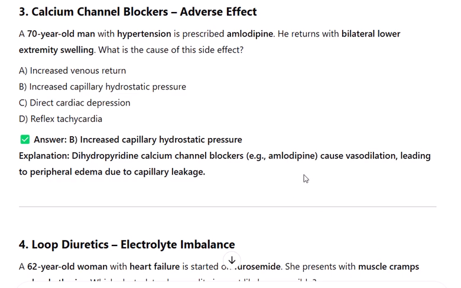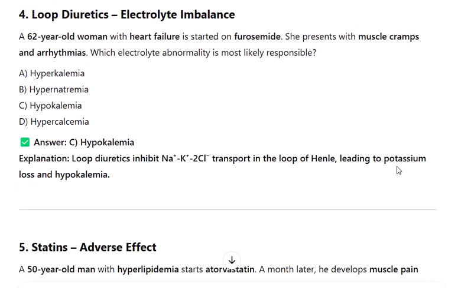4. Loop diuretics. Electrolyte imbalance. A 62-year-old woman with heart failure is started on Furosemide. She presents with muscle cramps and arrhythmias. Which electrolyte abnormality is most likely responsible? A. Hyperkalemia. B. Hypernatremia. C. Hypokalemia. D. Hypercalcemia. Hypokalemia. Explanation. Loop diuretics inhibit Na-K-2Cl transport in the loop of Henle, leading to potassium loss and hypokalemia.